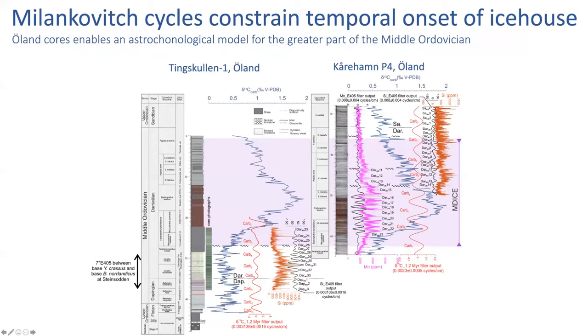And Nicolas Thibault has done some remarkable work on this. And basically, as you can see here, he has depicted a number of eccentricity cycles through basically all of the middle Ordovician, which basically enables us to date these rocks very precisely, especially with the uranium-lead ages that are now available. So basically, we have a good control on the time issue through the middle Ordovician, and we have a good control on the onset of the icehouse conditions.